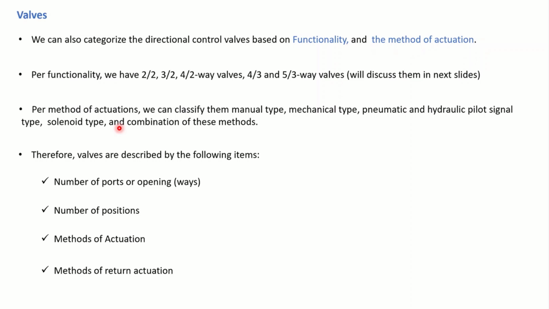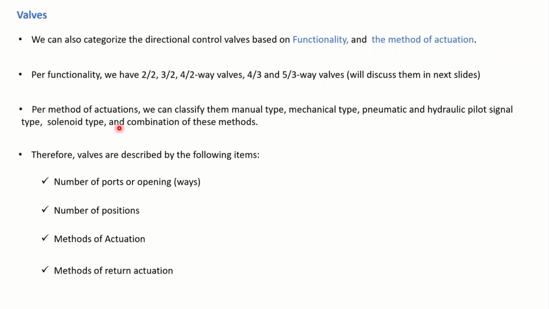And those types of actuation can be in the form of manual type, mechanical type, pneumatic and hydraulic pilot signal type, solenoid type, or it can be basically considering the combination of these types of actuation.